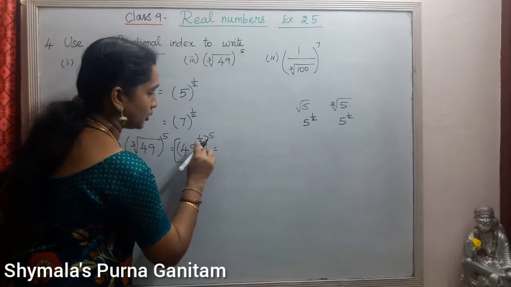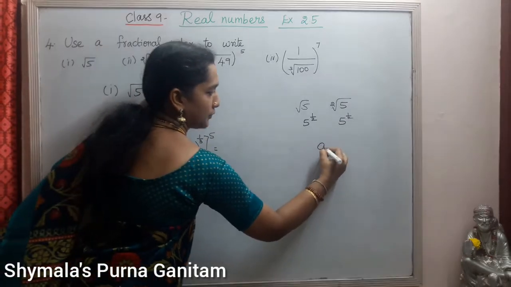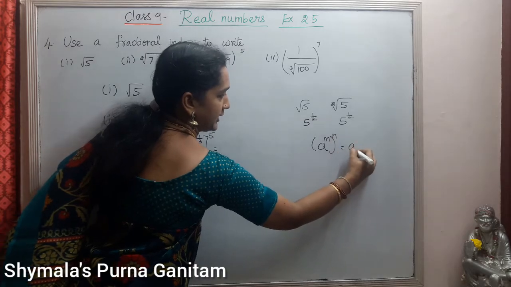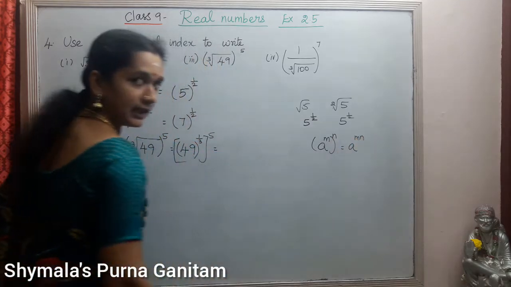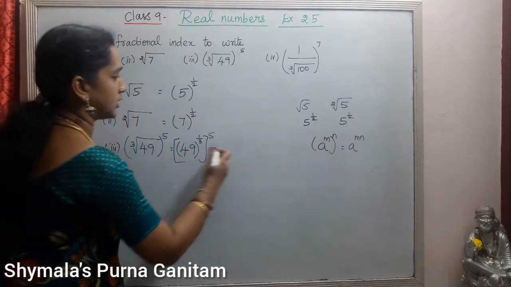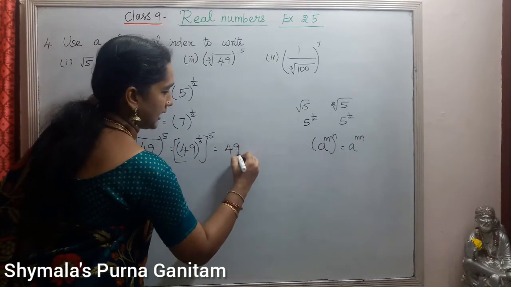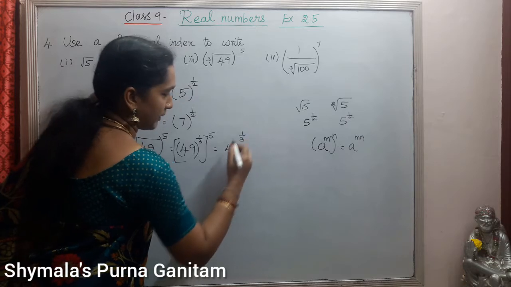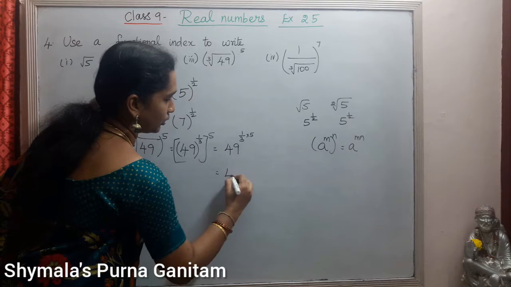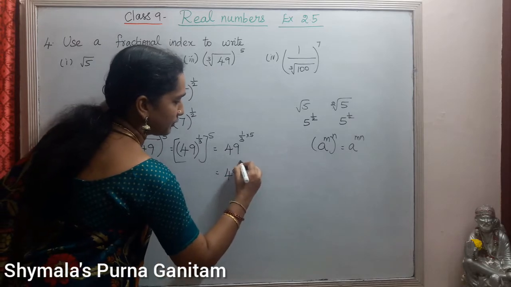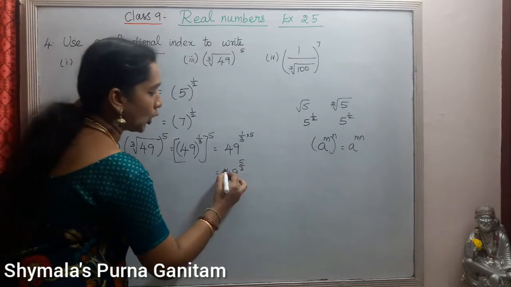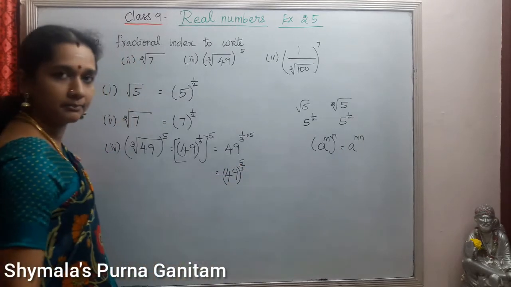So this is of the form a power m whole power n, so we can write this as a power mn. That is, we will write the product of these two numbers. So this is equal to 49 whole power 1 by 3 into 5, so that is equal to 49 power 5 by 3. This is the answer.